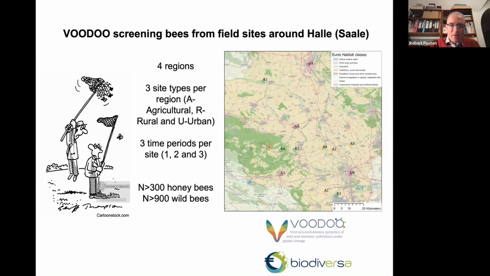So we've got 12 independent sites, collecting using sweep nets. We collect honeybees, bumblebees and wild bees from flowers, we identify the wild bees, and then we check them for virus. In this case, principally we've been looking at deformed wing virus and black queen cell virus, because these are the commonest viral pathogens of the honeybee.